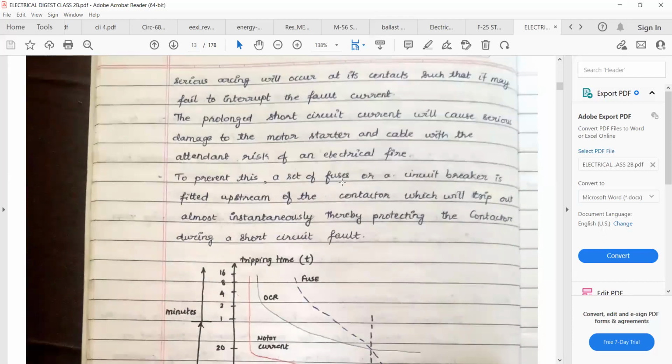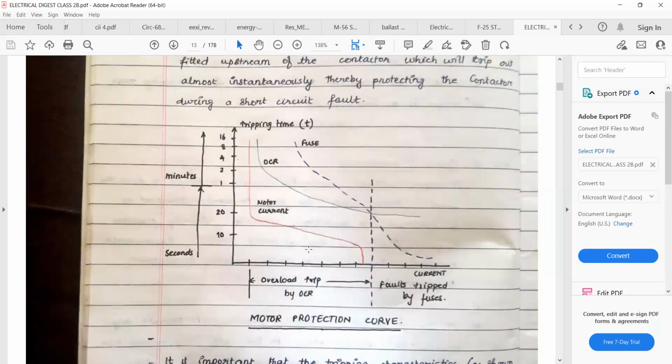To prevent this, a set of fuses or a short circuit breaker is fitted upstream of the contactor, which will trip out almost instantaneously, thereby protecting the contactor during the short circuit fault. So these are the various graphs. If your motor current is increasing, this is the overcurrent load tripping time. Your overcurrent load will take this much time to trip, and this is the tripping time for your fuse.